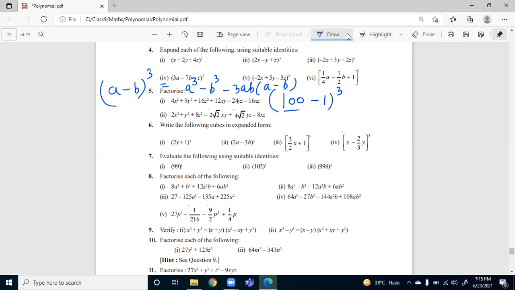Yes, Leona. No, ma'am, I was asking that, ma'am, we have to put minus 3 a square b. Yeah, that you can do. If you open this bracket, then it is minus 3a square b. And ma'am, can I do in that method, please? Yeah, any method.